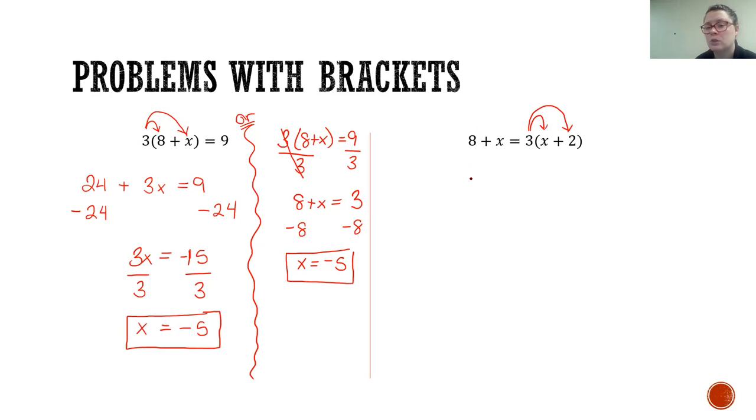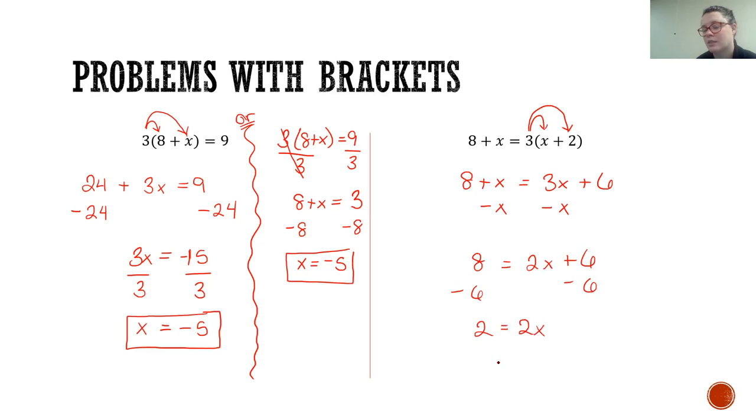So let's distribute. So 8 plus x equals 3x plus 6. Nice and easy. Let's move some things around. So let's move the x to the other side. Subtract x from both sides. 8 equals 2x plus 6. We'll move the 6 back over. 2 equals 2x. And 1 is equal to x if you divide both by 2. Okay. Key thing is to distribute, get rid of your brackets first.